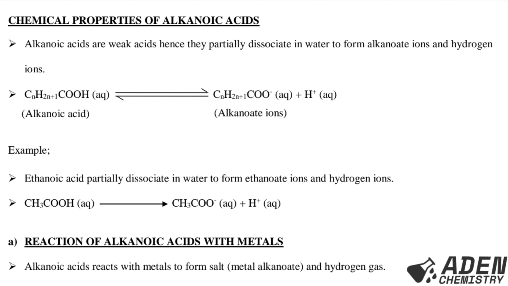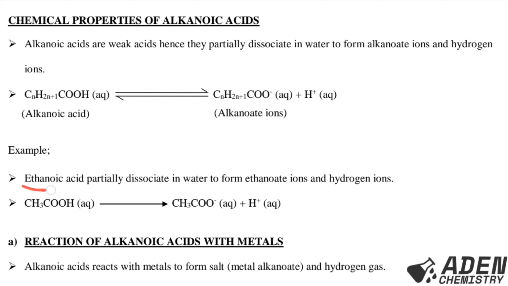When it dissociates, it is going to remove only that hydrogen. So what we are going to have there will be the alkanoate ion. The alkanoate ion has a general formula of CnH2n+1COO, negatively charged, plus the hydrogen ion, which is aqueous. So let me give an example. Ethanoic acid partially dissociates in water to form the ethanoate ion and also the hydrogen ion.